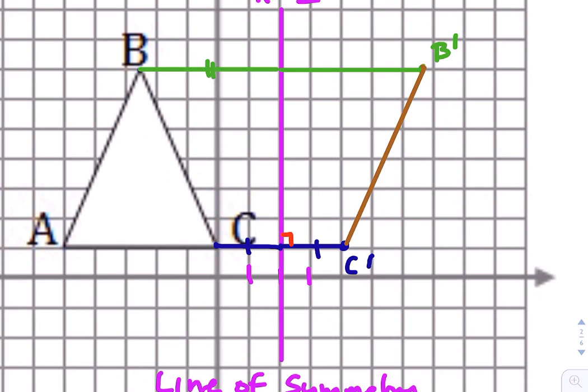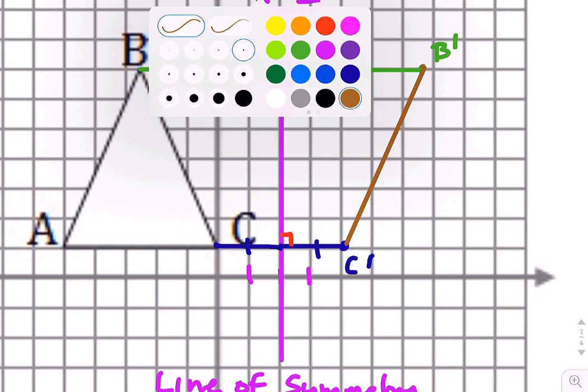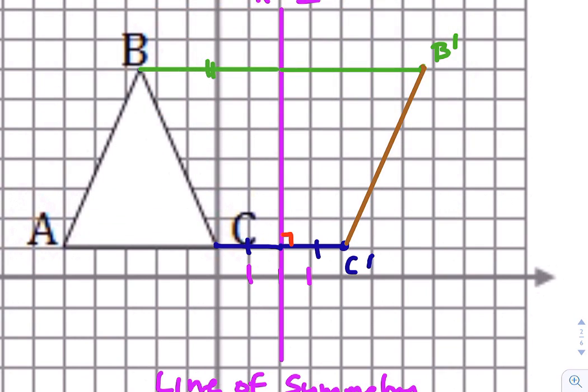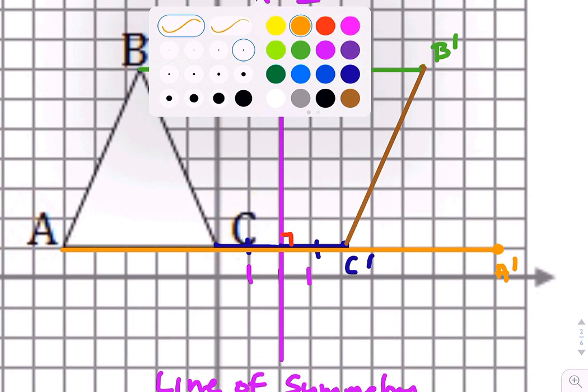Now to find that, we'll do the same thing we did with the previous 2 points. Now this one, fair warning, is going to overlap a little bit, but that's okay. If we go from A all the way to our line of symmetry, so it's 1, 2, 3, 4, 5, 6, 7. We have to travel 7 away from our line of symmetry. So 1, 2, 3, 4, 5, 6, 7. Okay? And that's where we'll put our A prime point. And then we can connect it with the other 2 now.